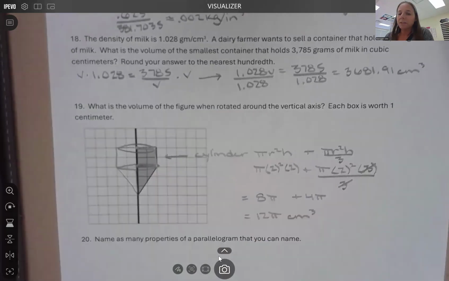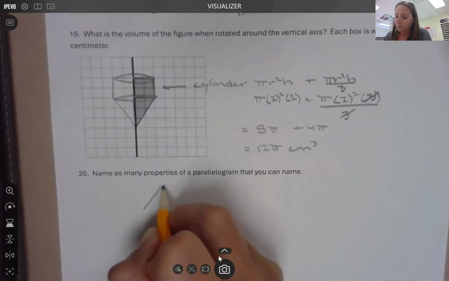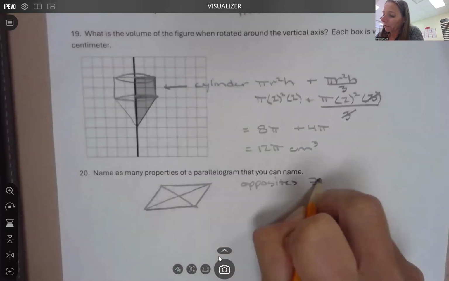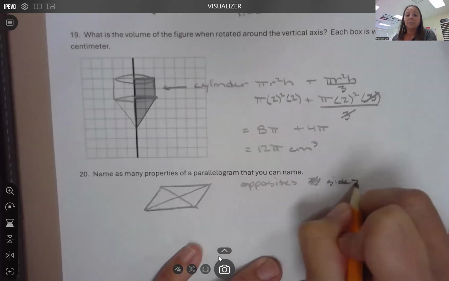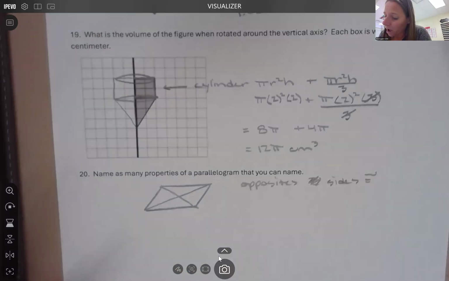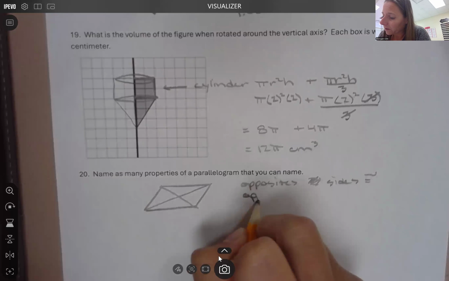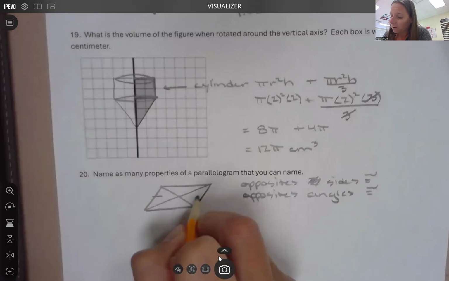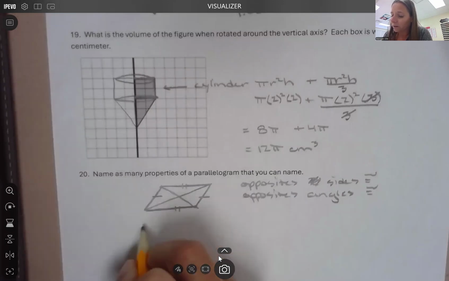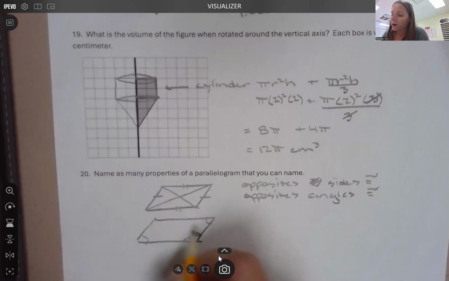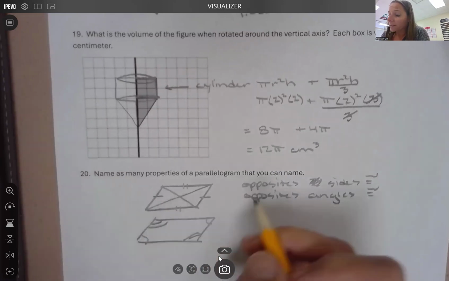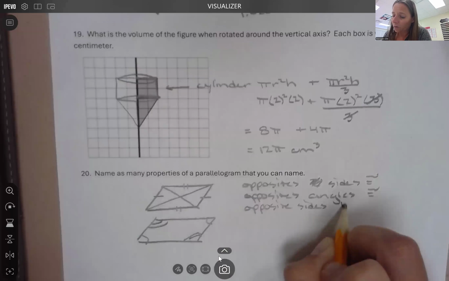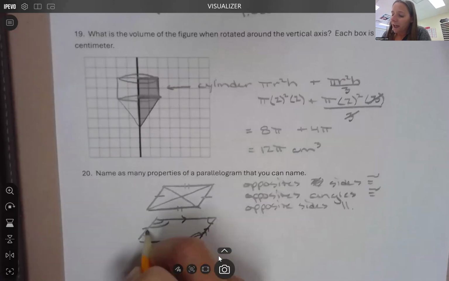And number 20, name as many properties of a parallelogram that you can name. We'll label, but opposite sides congruent. I suggest pausing this and see how many you can name on your own and then come back to it. Opposite angles congruent. So this side is equal to that, that's equal to that. For opposite angles congruent, this angle is equal to that. This angle right here is equal to that. Opposite sides parallel. Parallel is these double bars. So we use the arrows for parallel, like that.